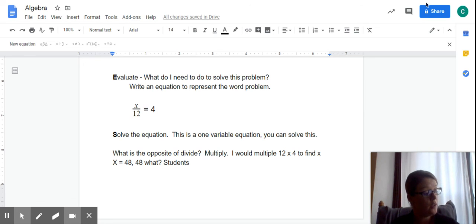You have some homework on Unified Classroom. Don't forget to use cubes, C-U-B-E-S, to help you solve those.